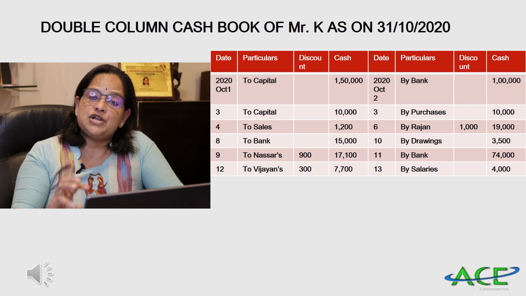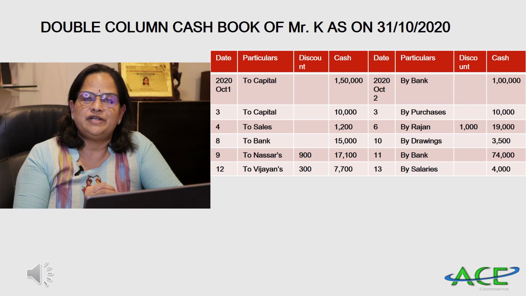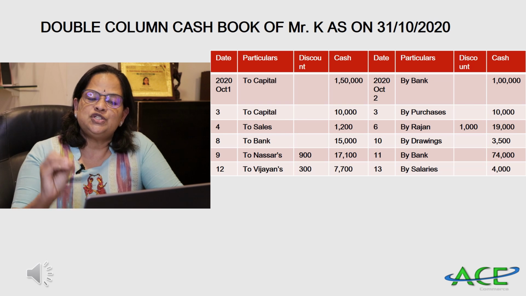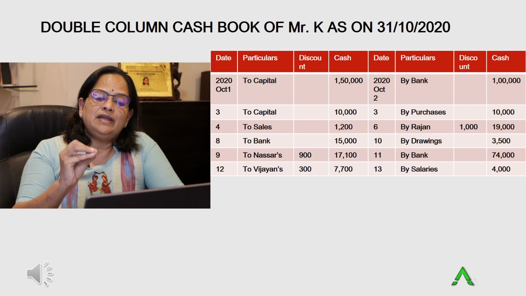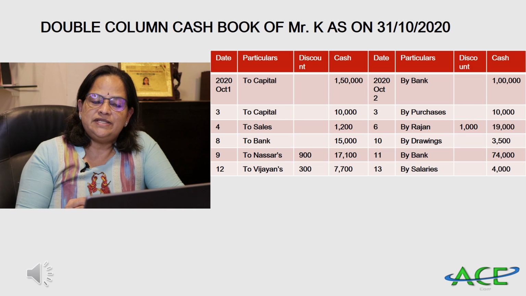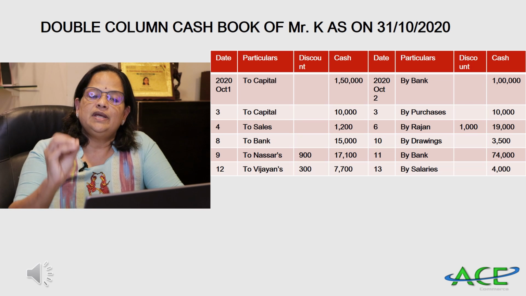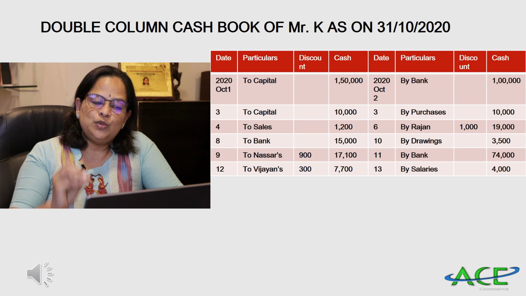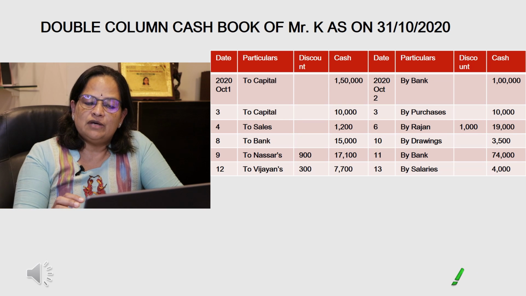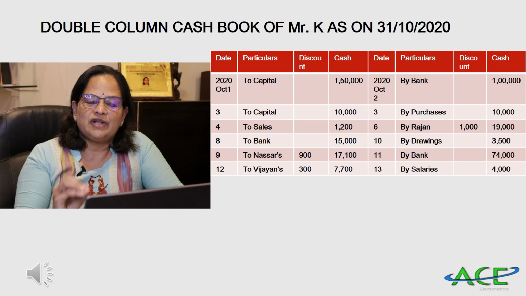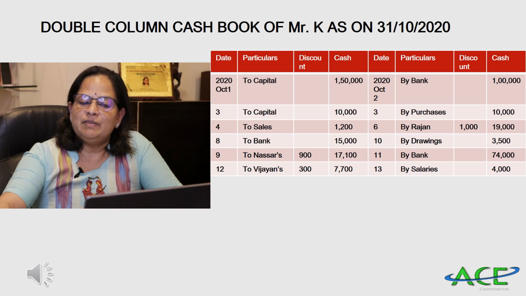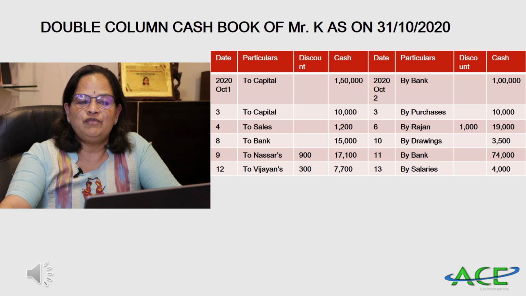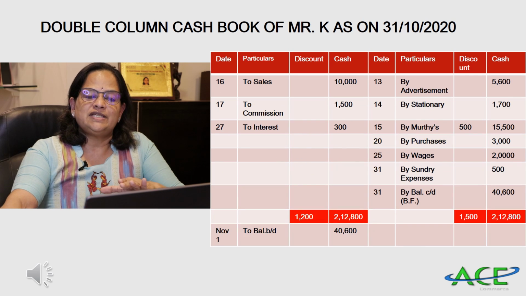October 10th, personal drawings was there. By drawings 3,500. When he is withdrawing for personal use, it's drawings. Now, October 9, Nasser's account. It was 18,000. He accepted 17,100 and 900 is the discount. October 11th, by bank account 74,000. October 12th, to Vijayan's account. The value was 8,000. Cash value is 7,700 and discount is 300. We have to write it in the discount column. October 13th, by salary is 4,000. Salary paid for 4,000. Now we are continuing in the next statement.